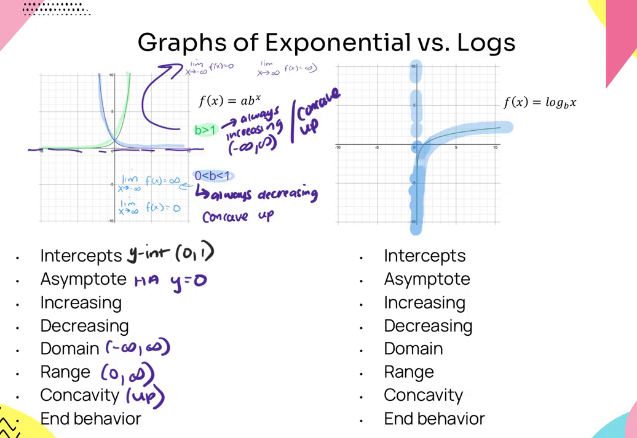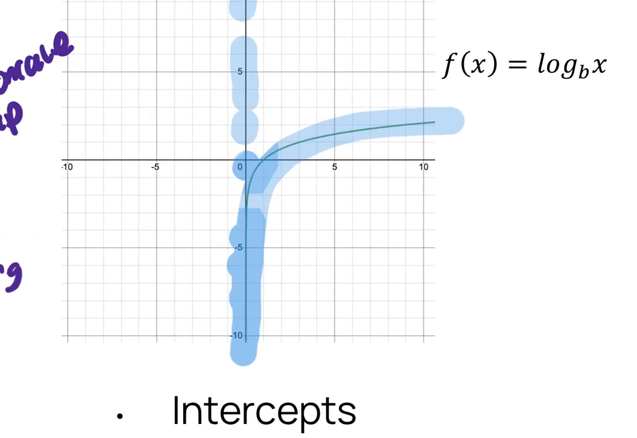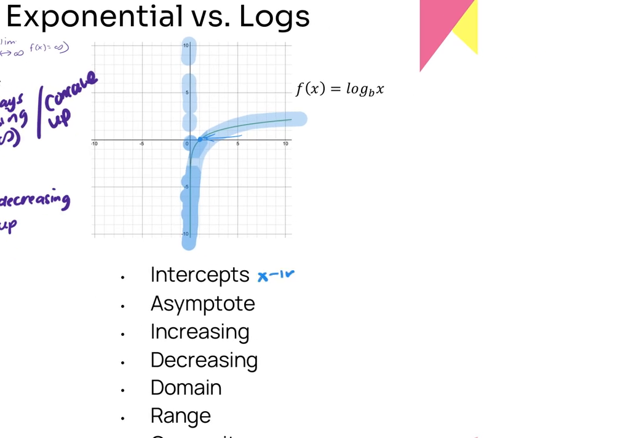So for a log, it's going to ask you for the x-intercept, not the y. And it is 1, 0. This is, again, just the parent function. The asymptote would be a vertical asymptote, and it is at x equals 0. On what interval is this log increasing?